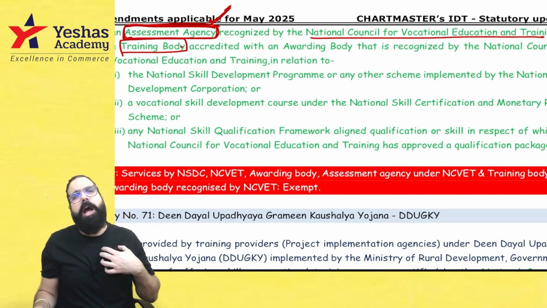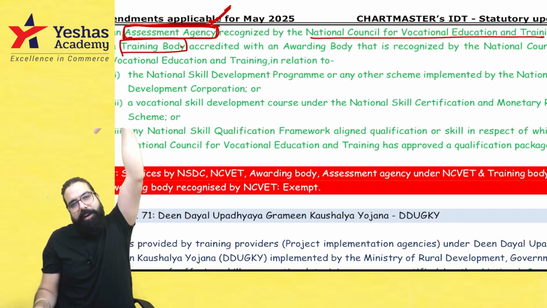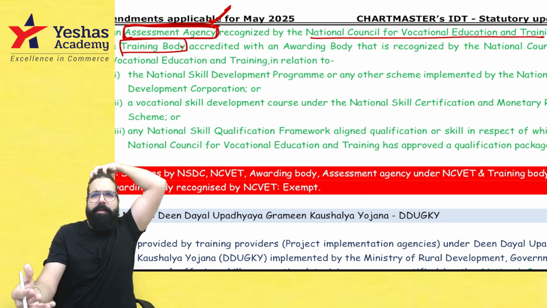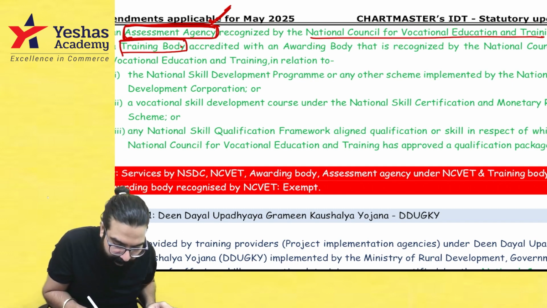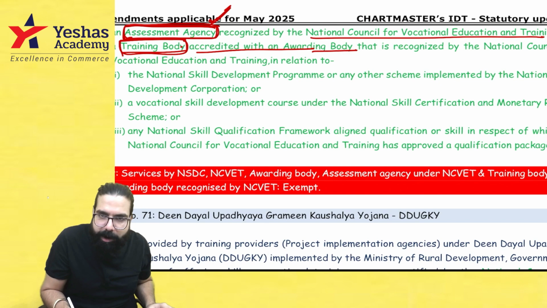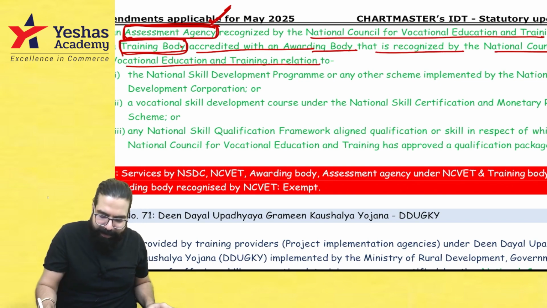So for example, I am a training provider under NCVET, National Council for Vocational Education and Training. Under them, I am a training body. I am providing training for various education, various trainings I am providing, and I am under the NCVET. Then my services, as a training body which is accredited with an awarding body that is recognized by the NCVET, are exempted.